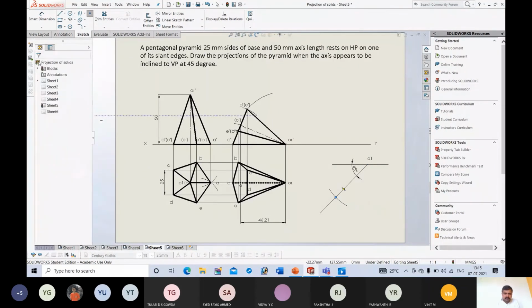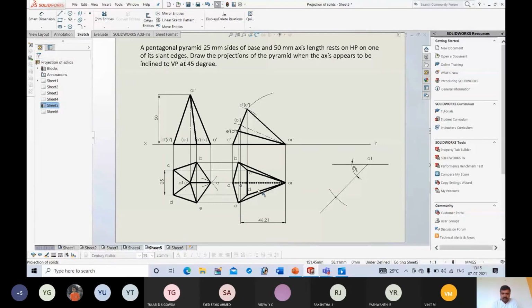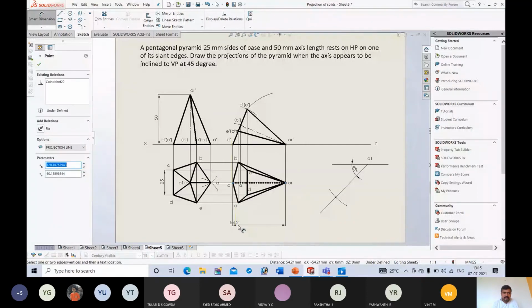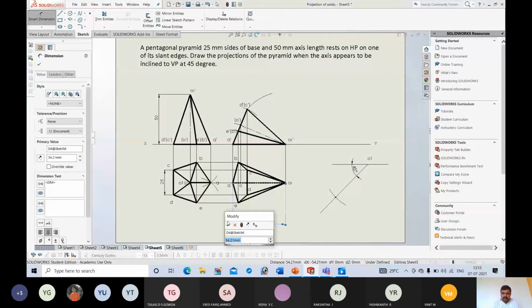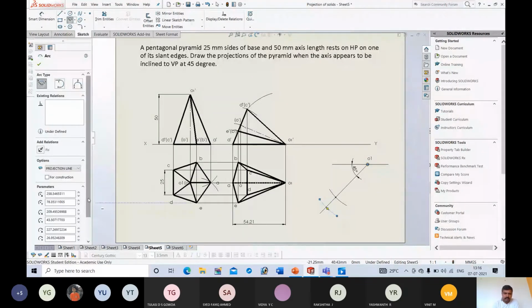Okay, next, on the same line, if I extend this line, I can get point A also. If you observe properly how we can redraw it, you can get all these things. Next, I will measure the radial distance between O1 and A. It is 54.21. Again, with O1 as center and the radial distance between O1 and A, I will draw an arc, 54.21.